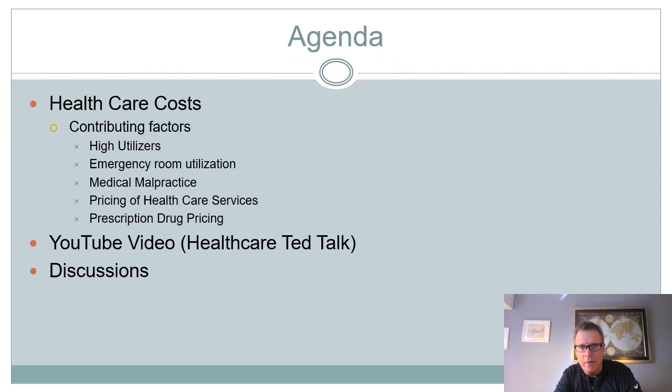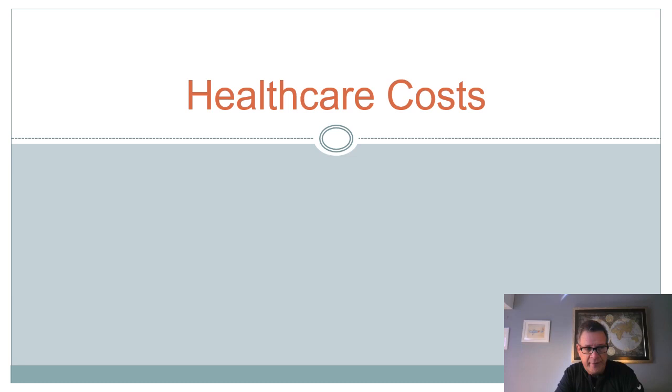So our agenda for today's discussion will be focusing on healthcare costs. We'll be talking about some contributing factors, items that have been causing healthcare costs to rise more dramatically here than elsewhere. And so we'll go through a number of items there. We have a YouTube video where there's some other folks talking about it, and we'll also have the weekly discussions for this week. So let's talk a little bit about healthcare costs and why they become such a problem.